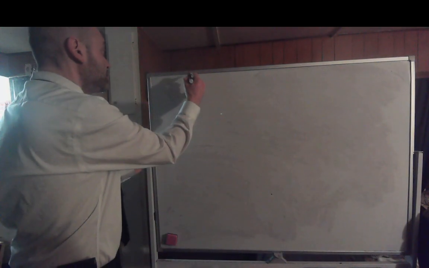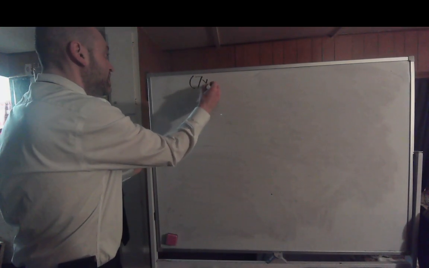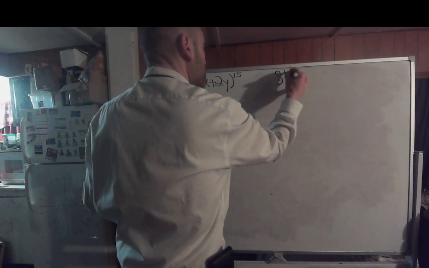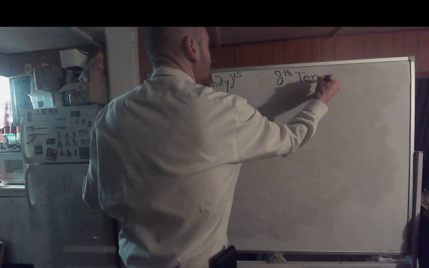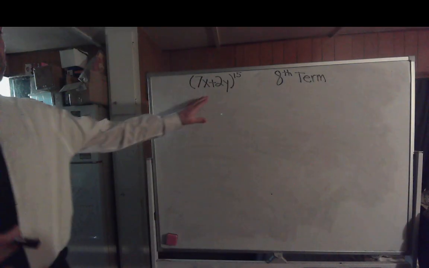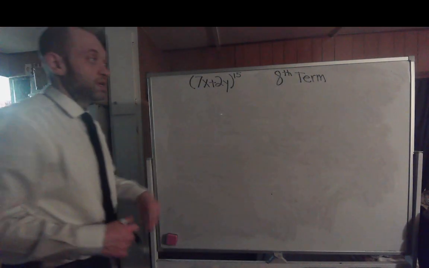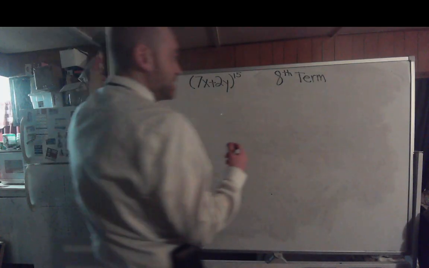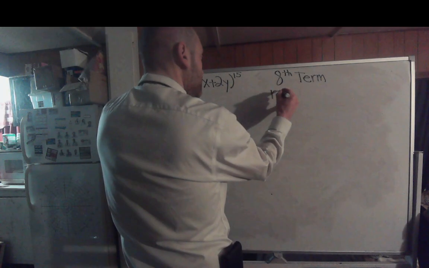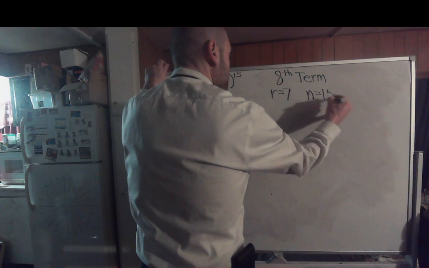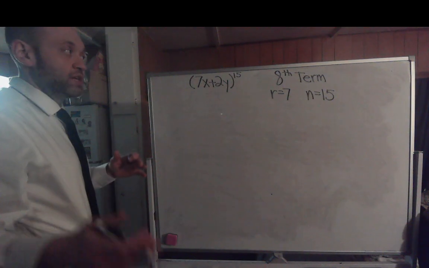Alright, so we have the quantity of 7x plus 2y raised to the 15th power. We're going to find the 8th term. So you have the binomial 7x plus 2y raised to the 15th power. They want you to find the 8th term. So again, your r is always one less than the term you're trying to seek. So 8 minus 1 is 7. So r equals 7. N is going to be 15 since this is raised to the 15th power. Now we have enough information to proceed.